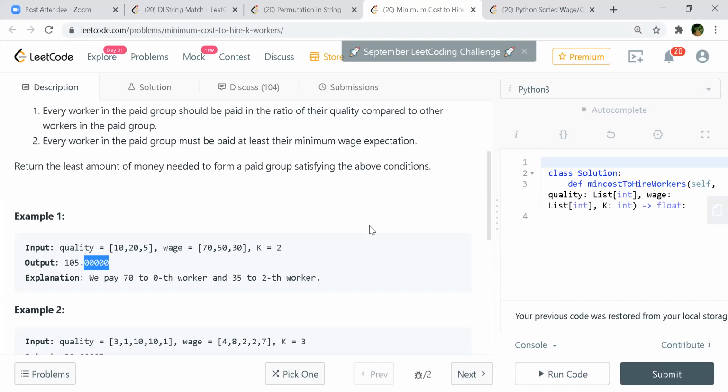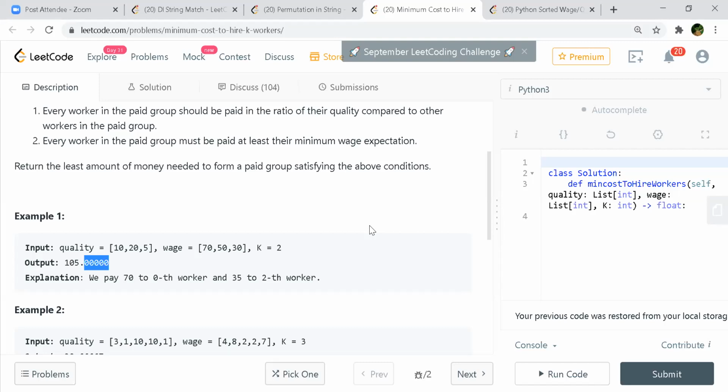So let's take that as an example. If we select the last two, then whatever we pay to the second worker, we have to pay 4 times that to the first worker. If we pay 30 to the second worker, then we have to pay 30 times 4, 120, to the other worker, because the ratio of 5 to 20 is 1 to 4.